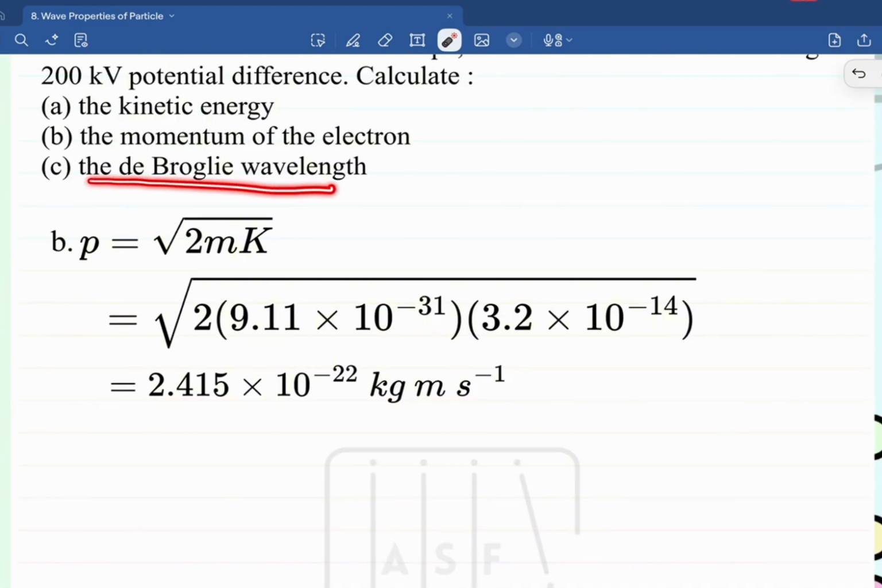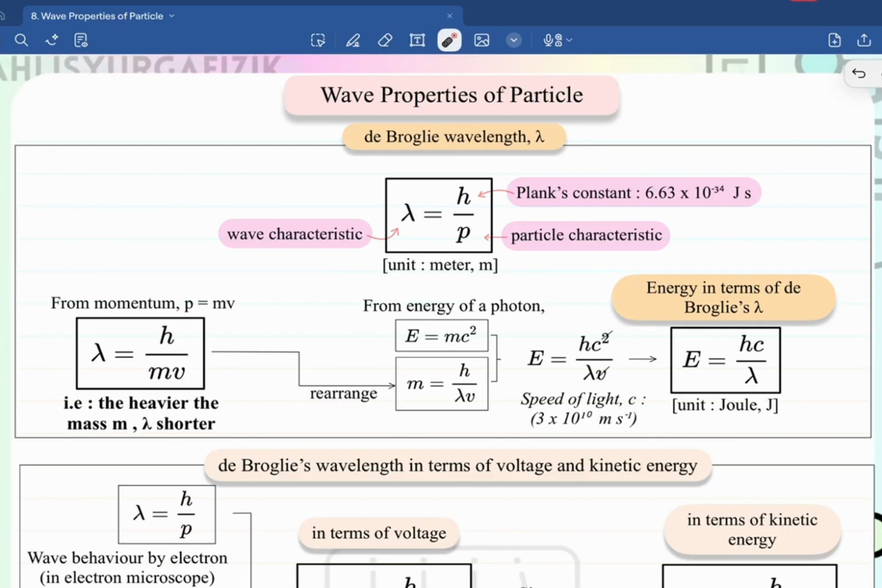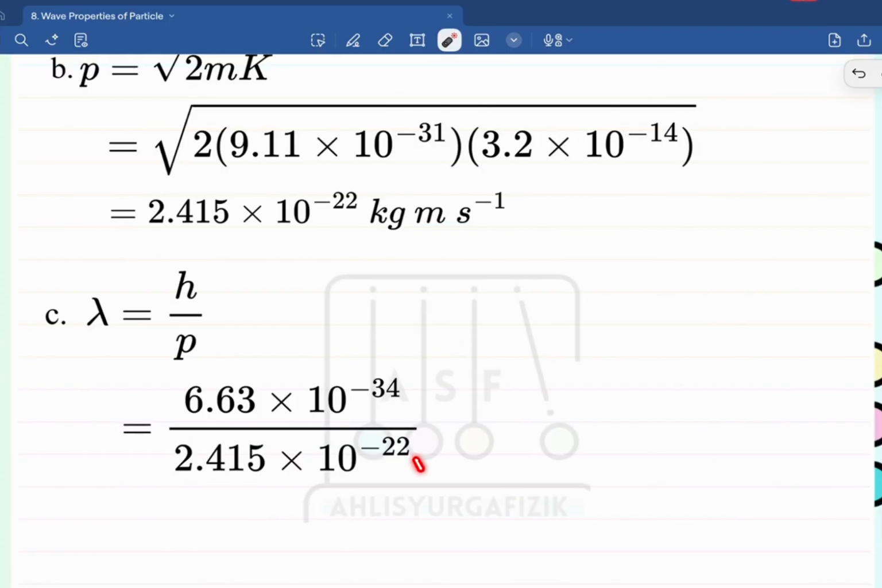And lastly, they are asking for the de Broglie wavelength. And since we already have the momentum, let's just use this equation. We substitute the Planck's constant and also the momentum that we got from question B. So the answer is 2.75 times 10 to the power of negative 12 meters.